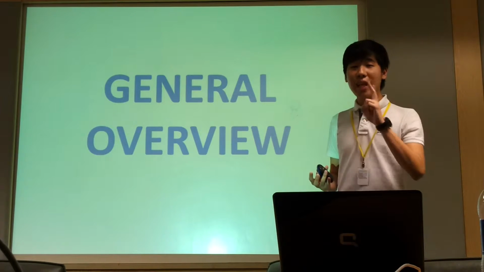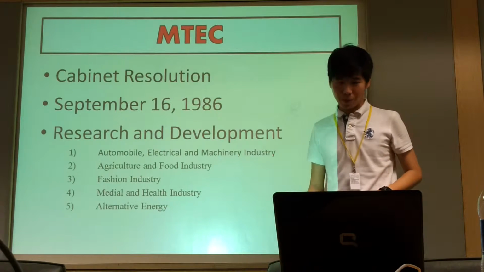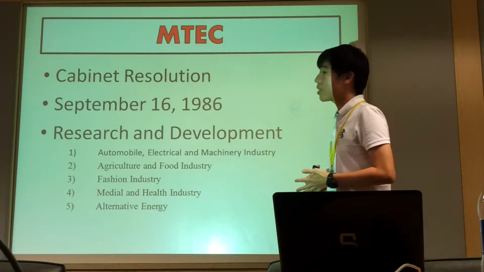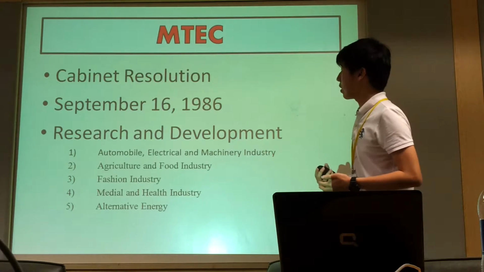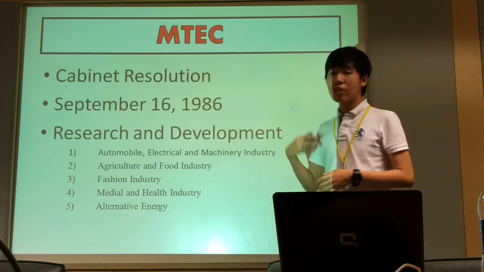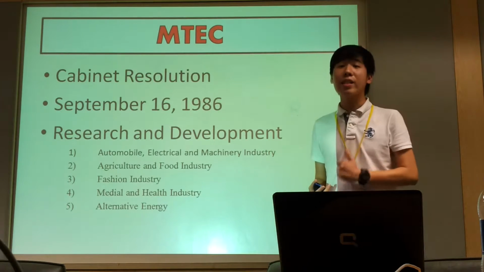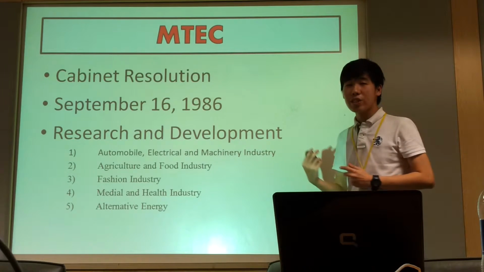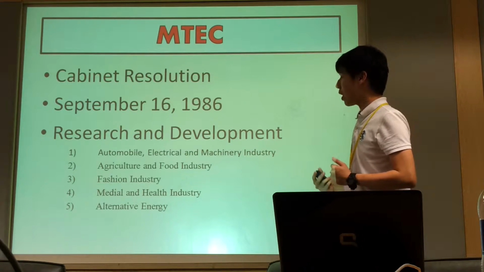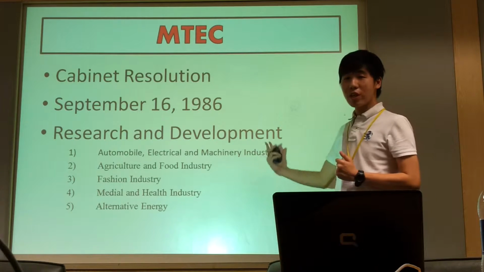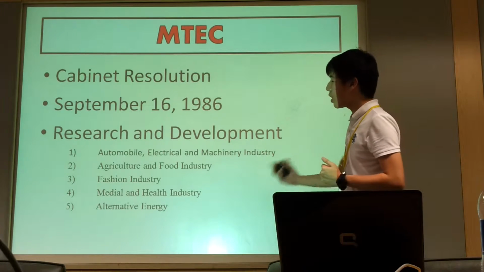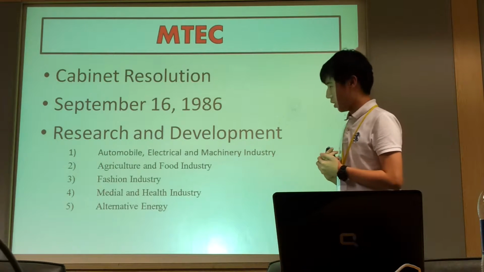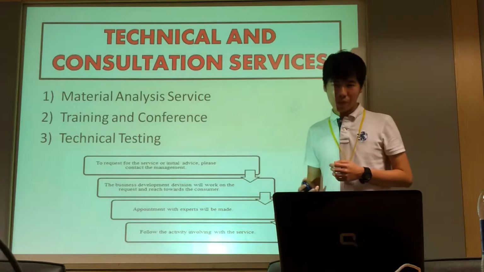The next mechanism, the second mechanism of today, is the general overview. MTech. What is MTech? Actually, it's the National Metals and Materials Technology Center. Cabinet resolution decided to establish it on September 16, 1986, and it's actually under research and development. Number 1, the automobile, electrical and machinery industry, agriculture and food industry, fashion industry, medical and health industry, and of course the alternative energy that I'll be working under.